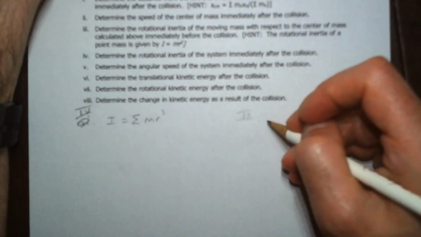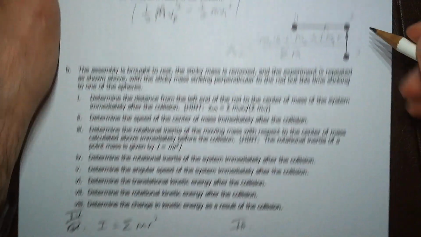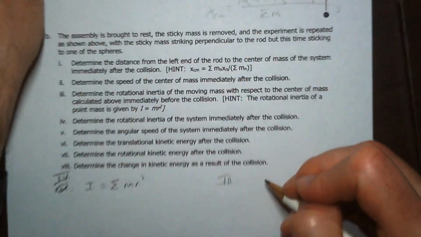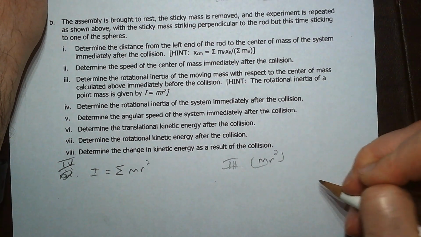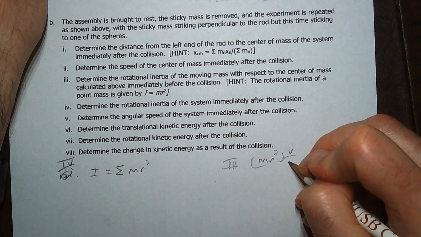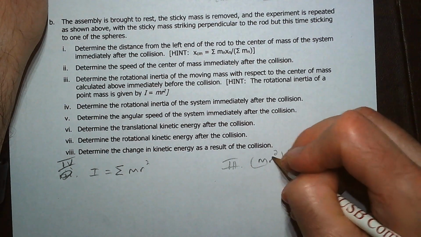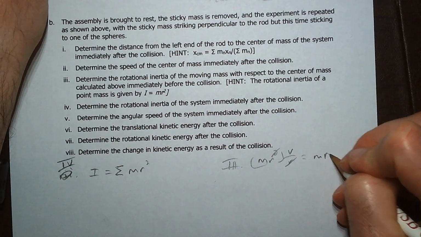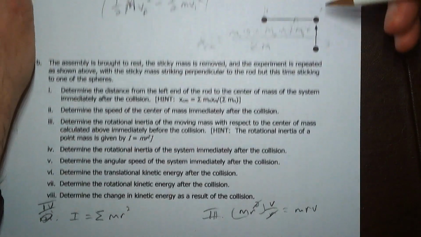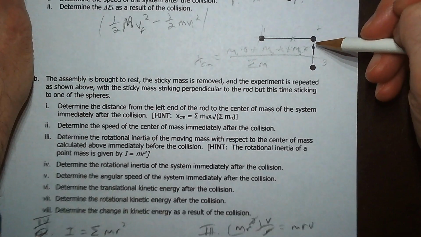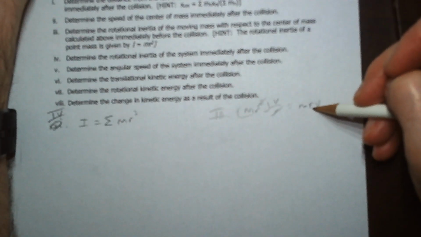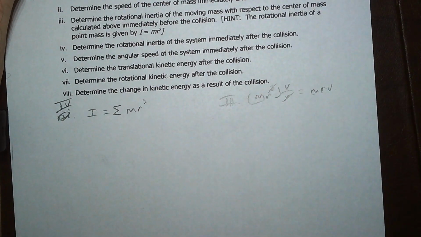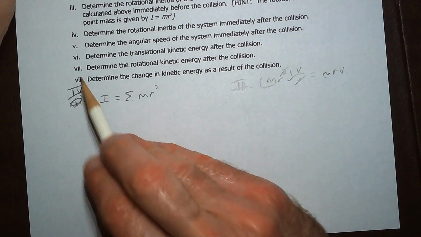So for I, it just says for the moving mass, that's going to be equal to m r squared times v over r, because that's omega. The r's cancel, and so we get m r v. R is going to be this distance here, so we have to do 0.5 minus this distance that we found earlier, and that's going to be the r. We know the mass, we know the velocity.